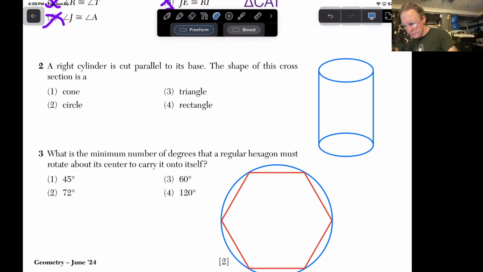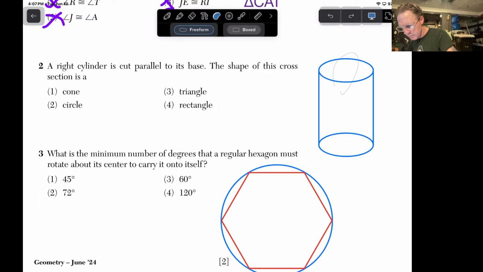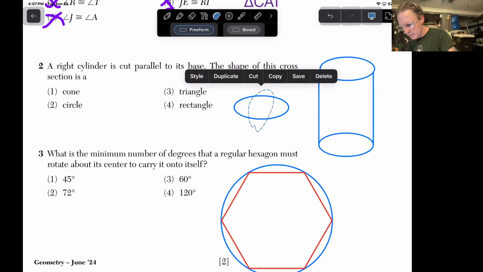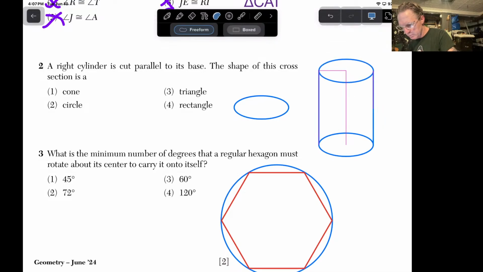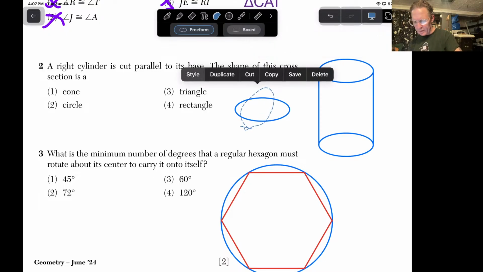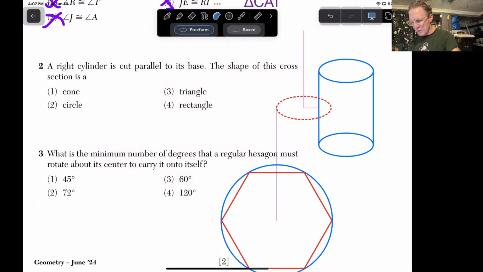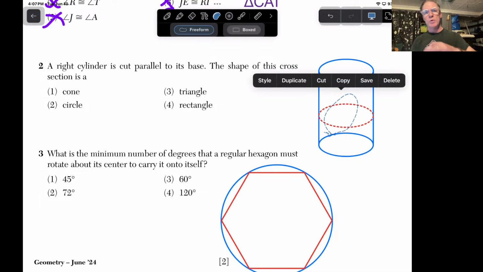Well, let me move this one back. There we go. I'm going to make that dotted, maybe red. Here we go. Just imagine I'm slicing this right parallel to its base. It's going to be one of those circular cross sections. So there you go. That's a circle.